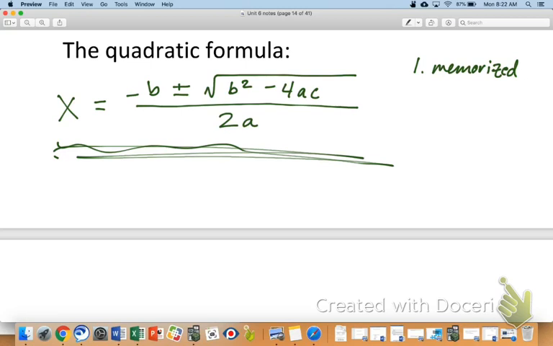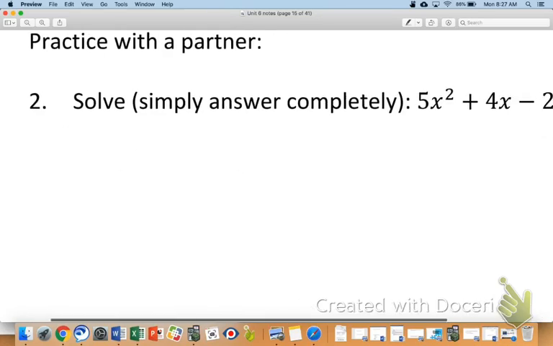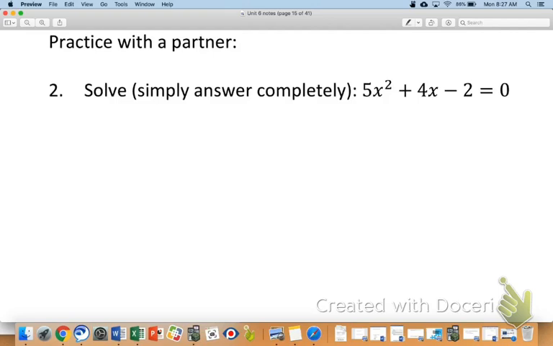So, how is this applied? As was mentioned earlier, I think this can look pretty familiar. So check this out. Number 2 says solve, simplify your answer completely. So here's what you might do. You might look at this and say, oh, I know how to do this, I'll just factor it. A couple minutes later, you're going to say, I don't know if I can factor this. This does not seem to be going well.